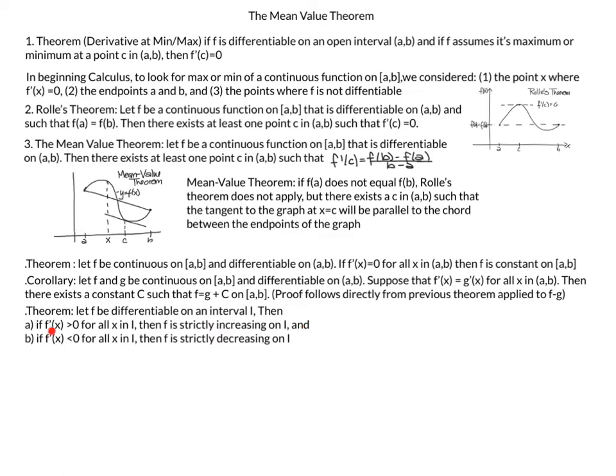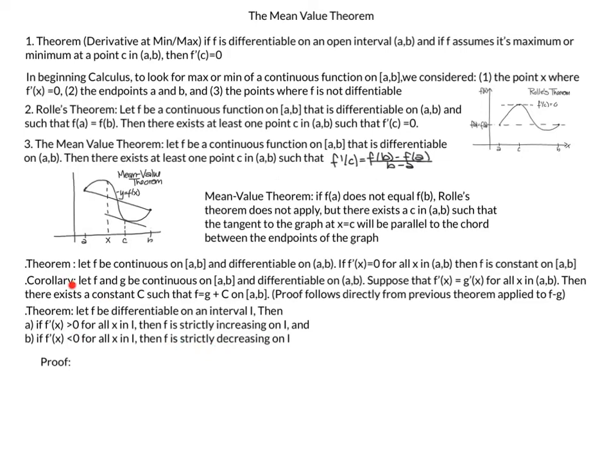If f prime is less than 0, meaning its change is negative, that means f is strictly decreasing on the interval. This is another theorem that's familiar to you from first year calculus, but in this class we're going to learn how to prove this theorem using the mean value theorem.